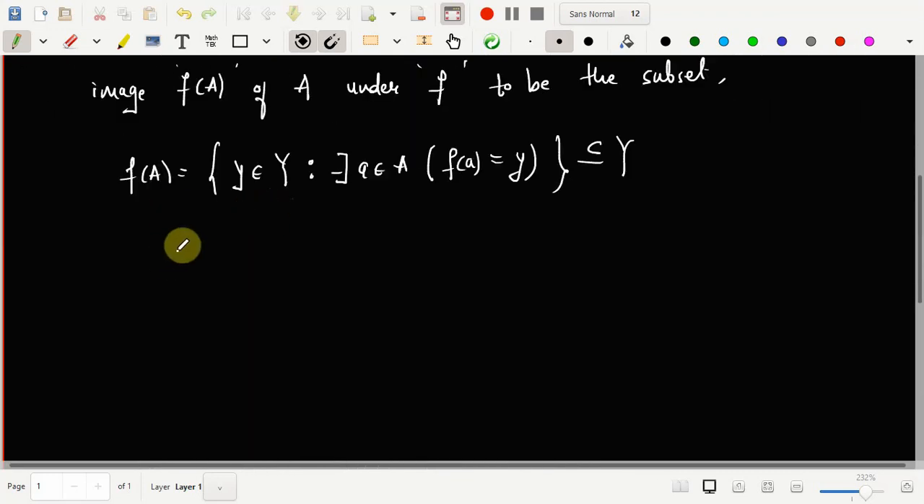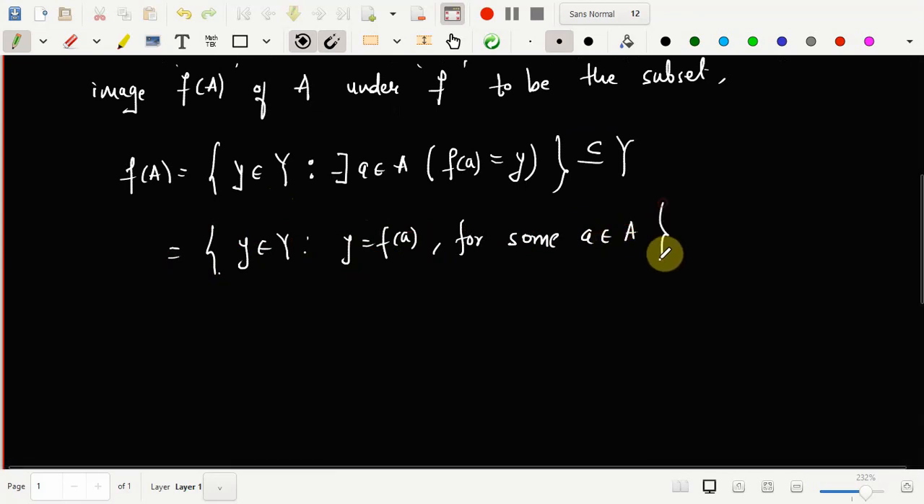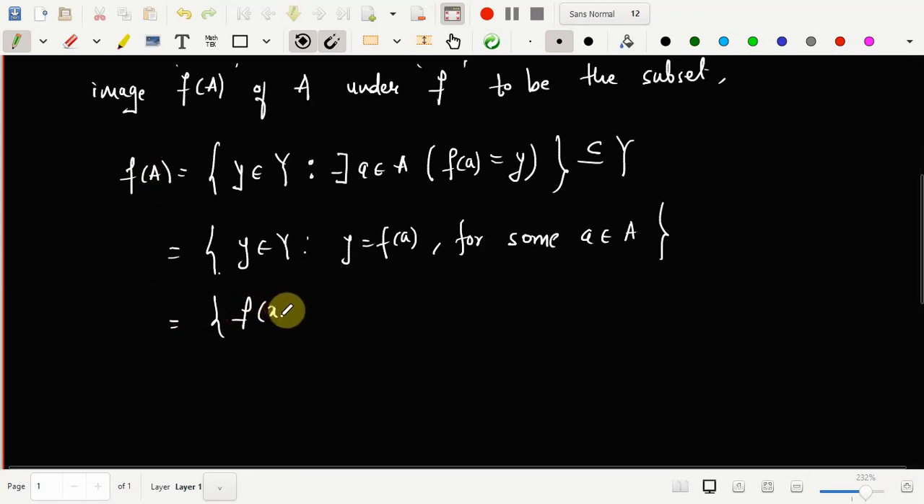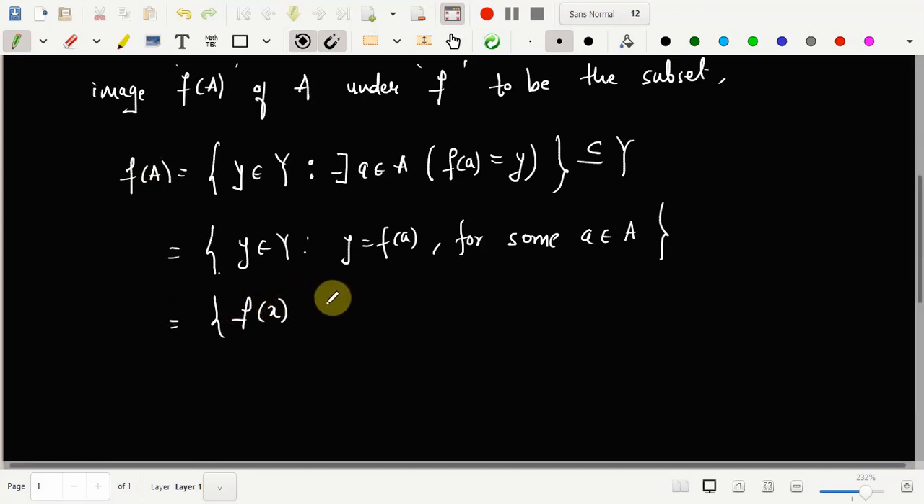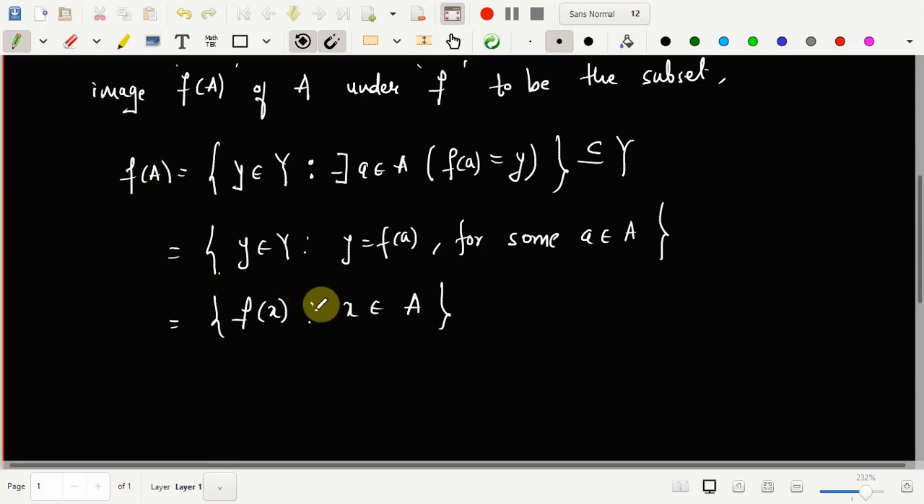The other way of writing this same set would be the set of all y in Y such that y is equal to f of a for some a in A. That means if you are collecting a point from f of A, it should have a pre-image in A. So in short, we can write this as the set of all images of the elements of A, simply written as f of x where x belongs to A. So in this way we collect all the images of the elements of A.